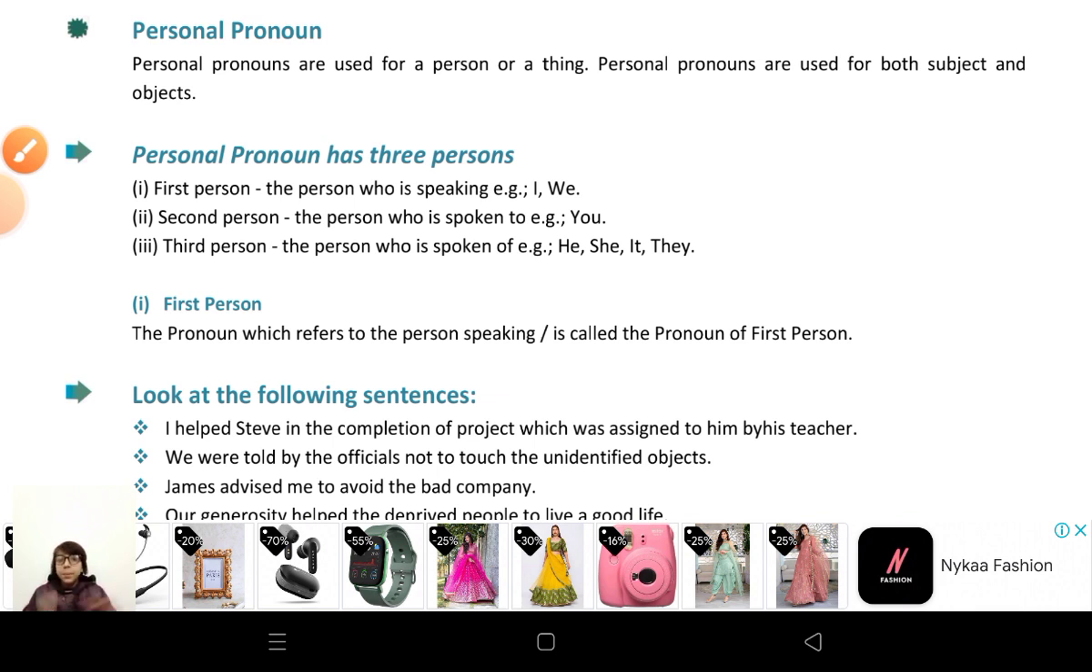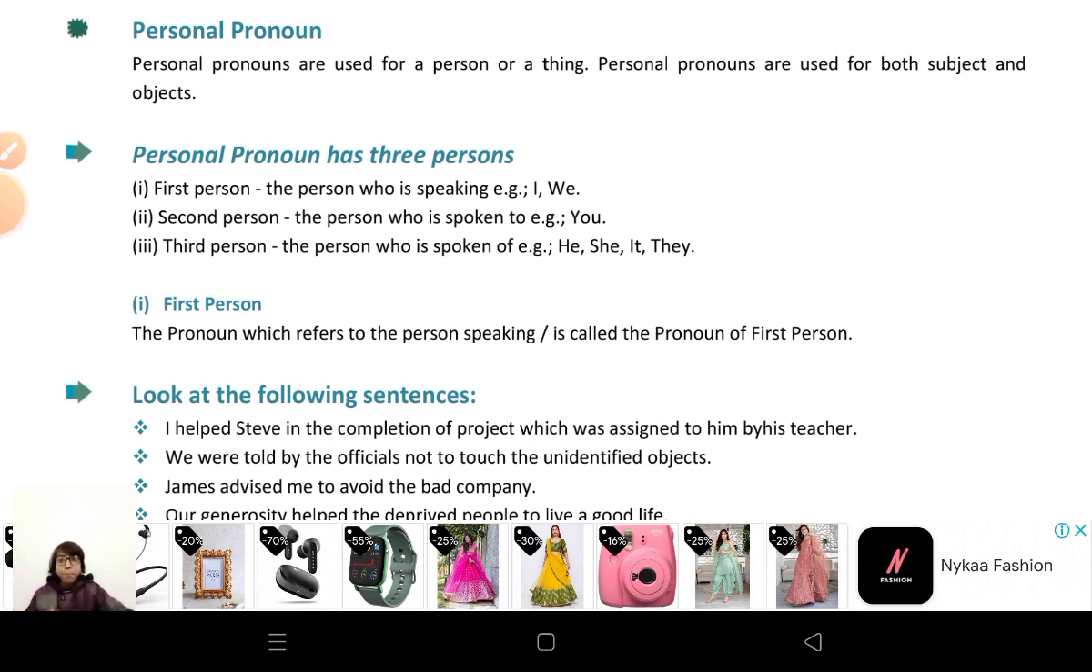Like example, I am saying. So I am the first person. You are listening. You are the second person. And I am talking about any other person. That is the third person. जिसके बारे में बोला जा रहा है वो third person. जो बोल रहा है वो first person. और जिससे बोला जा रहा है वो second person.